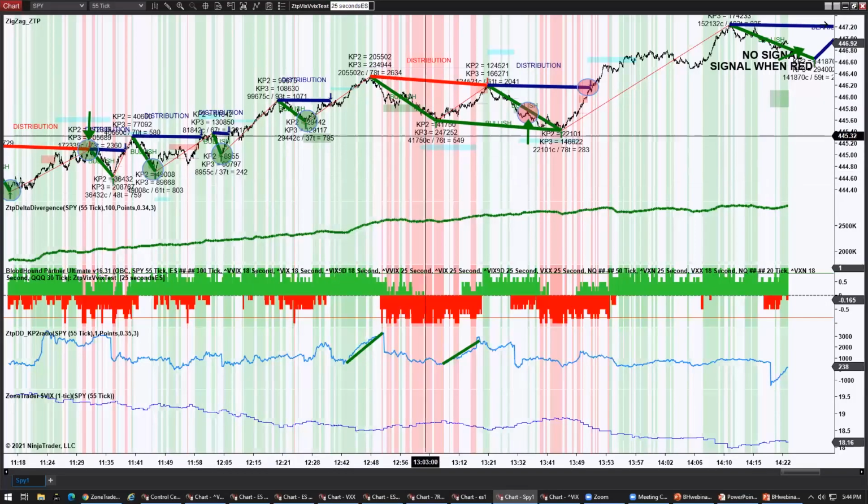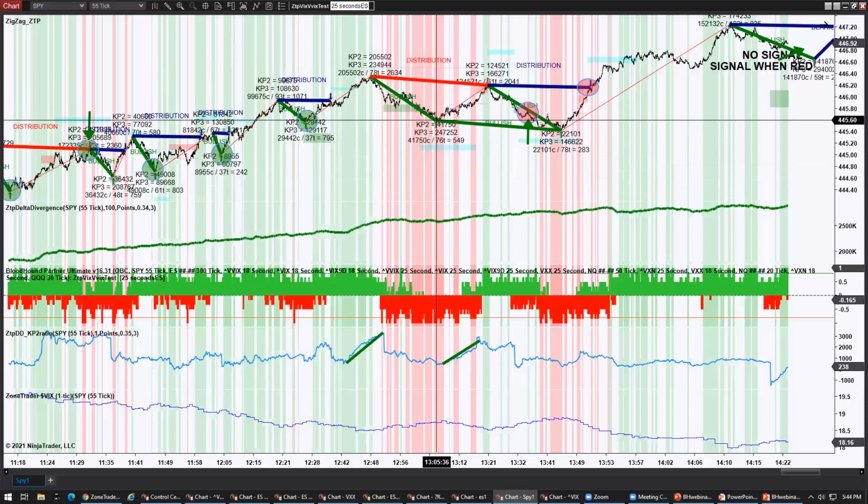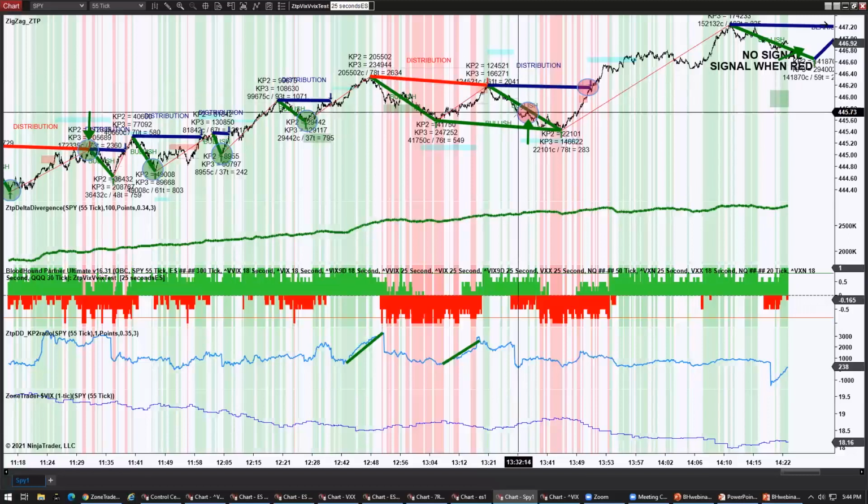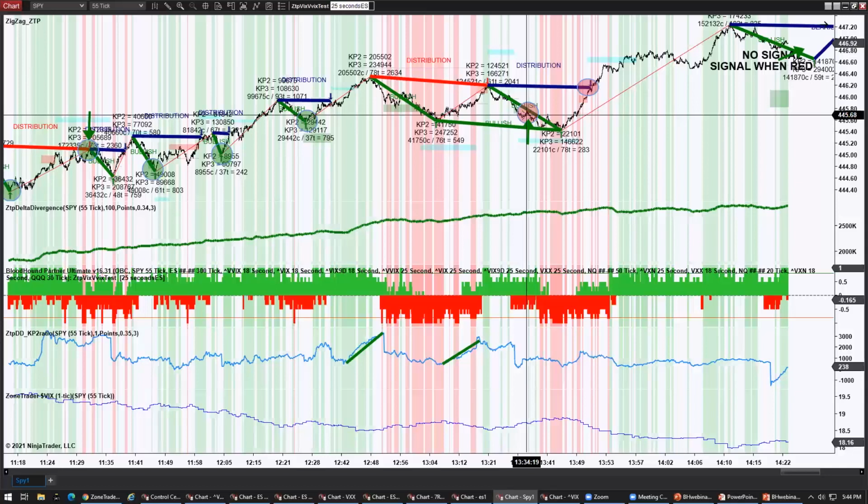If you made a decision to trade here, did you get out when you got the distribution short signal, or did you wait until it came all the way back down to here? Those decisions are what affects P&L.